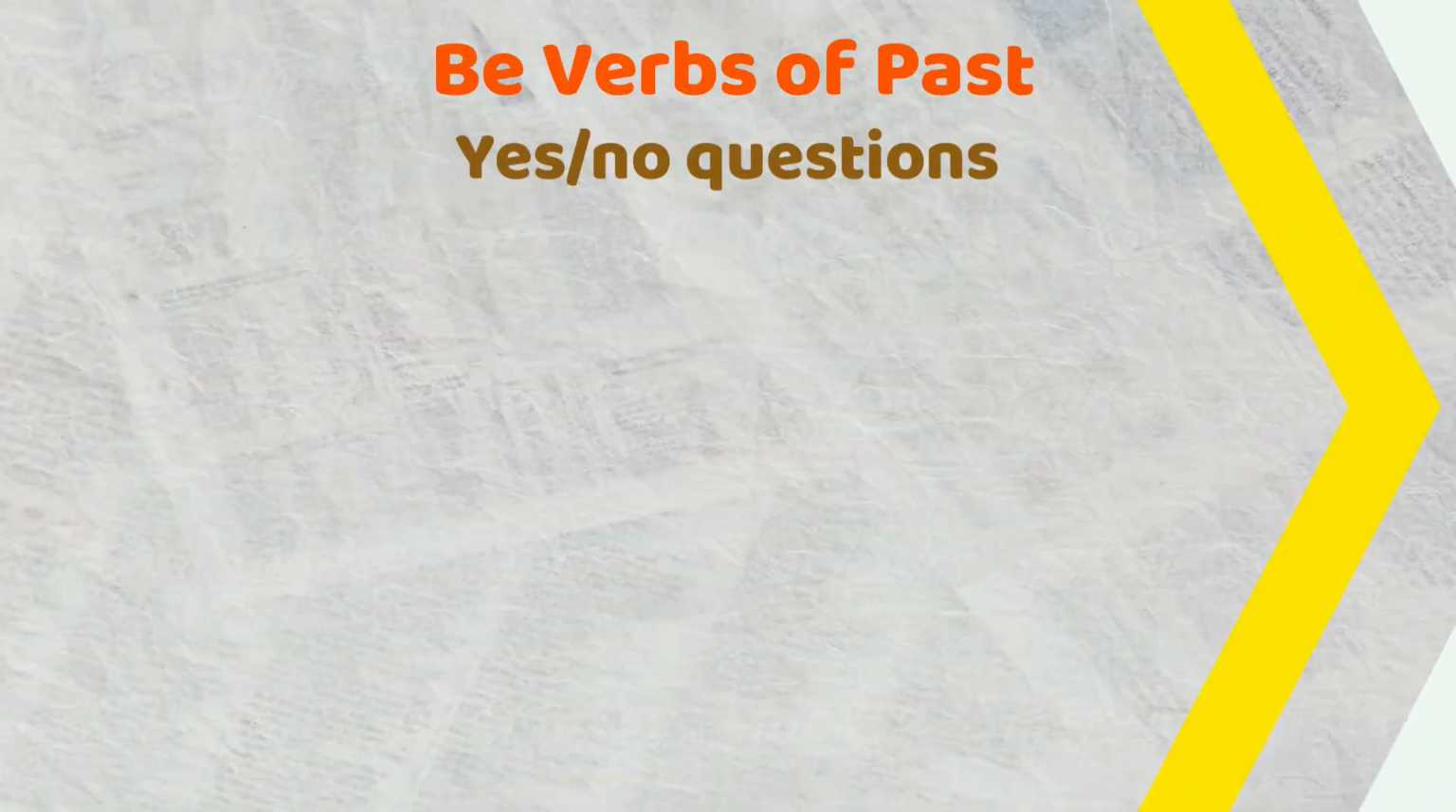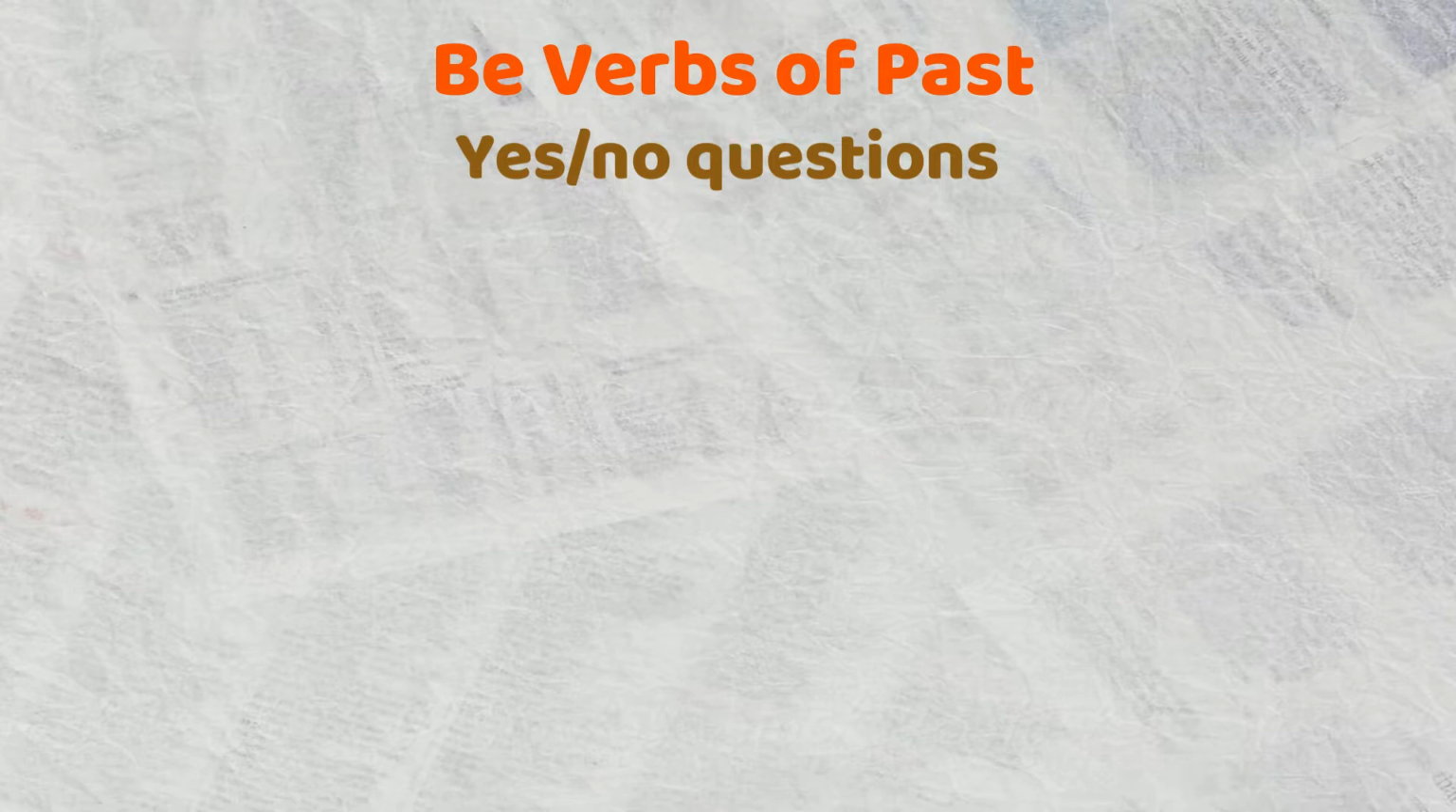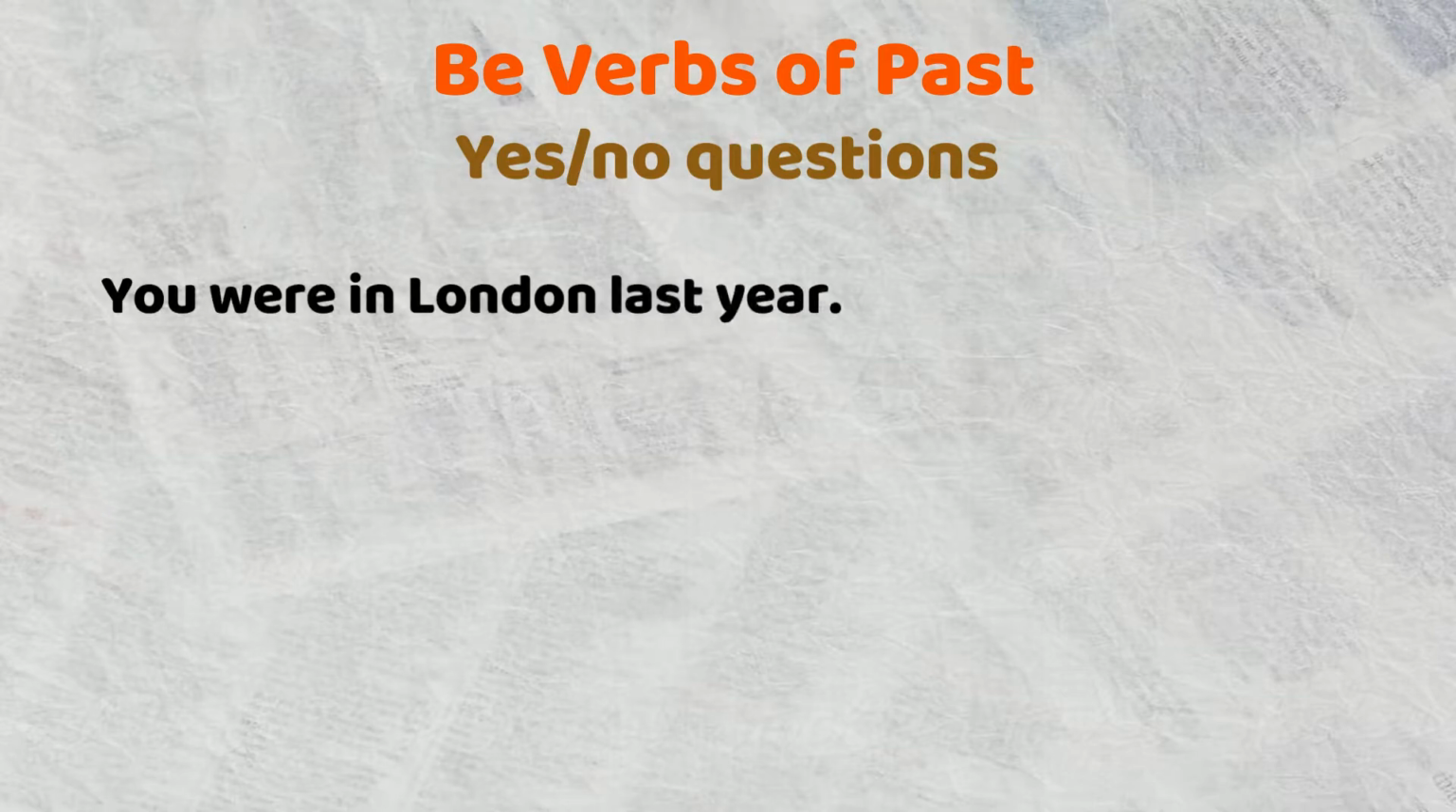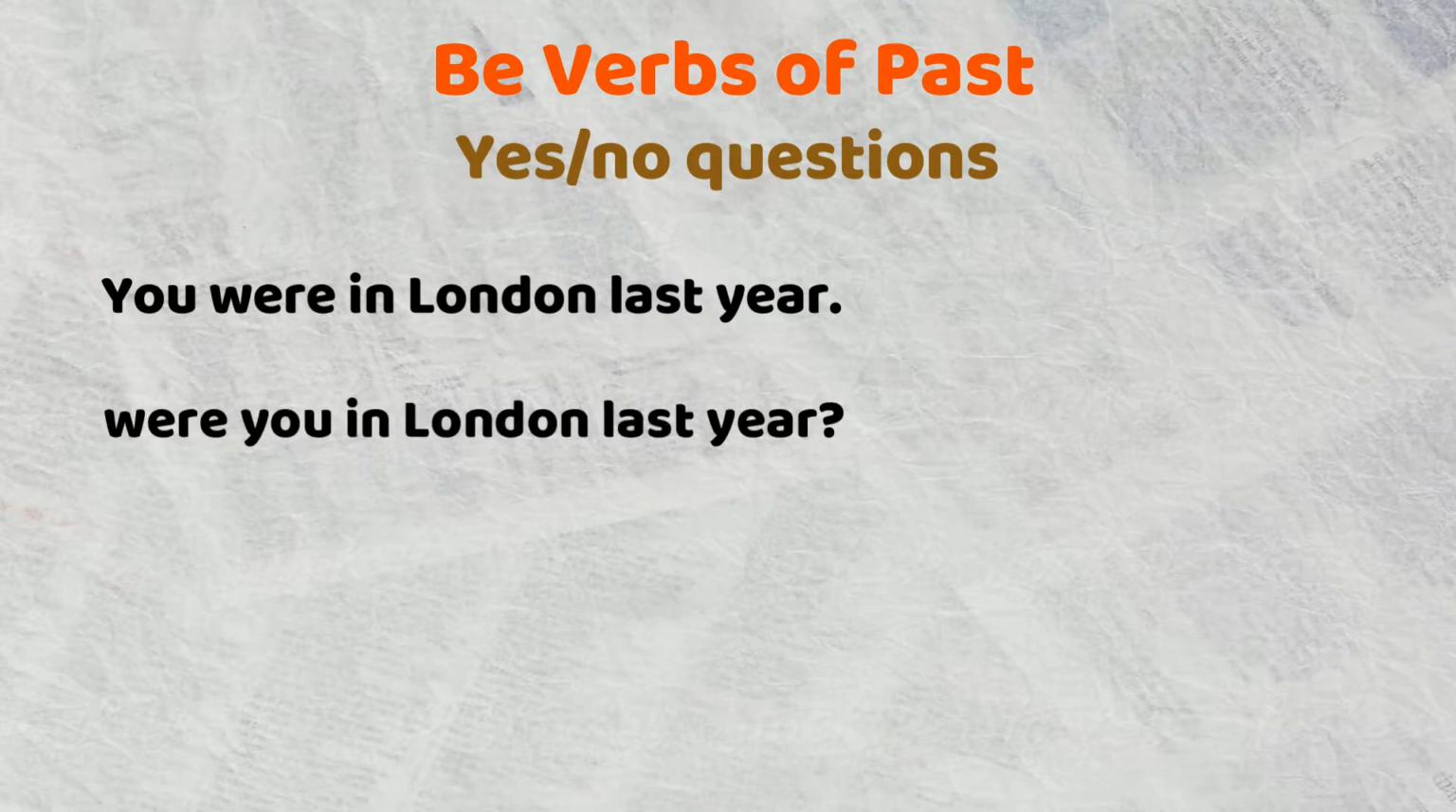Now it's time for questions. It's extremely easy to form questions. First, yes or no questions. Just swap the subject and was or were. It will become a yes no question. Let's have a look here. You were in London last year is a sentence. Now swap you and were. It becomes, were you in London last year? It's a question. Hooray! So simple.